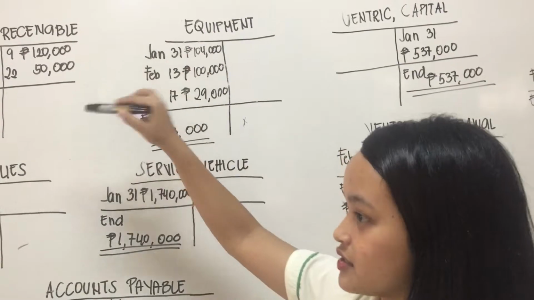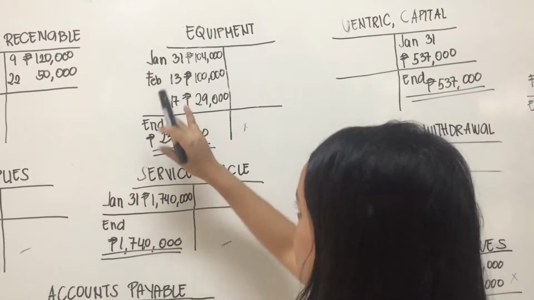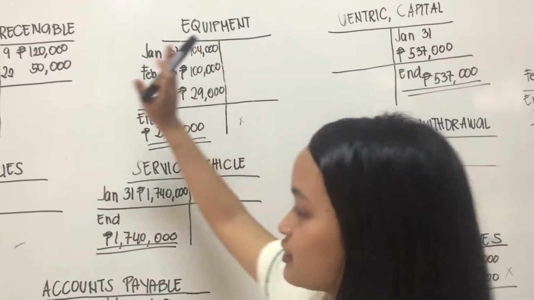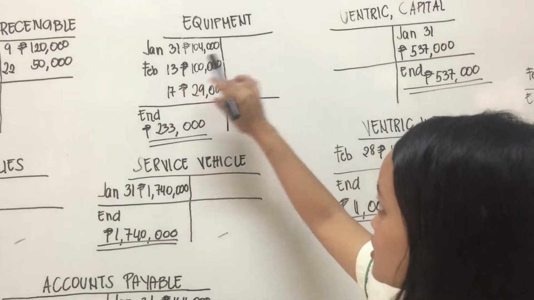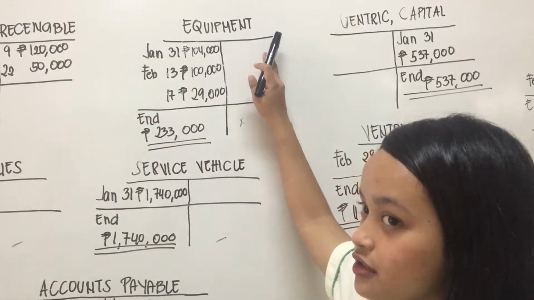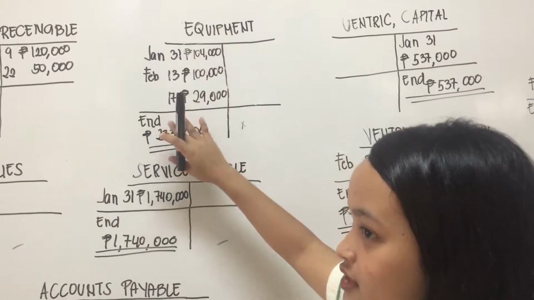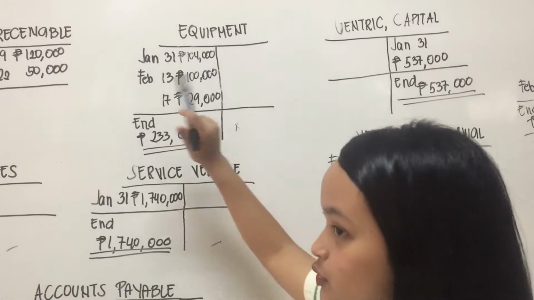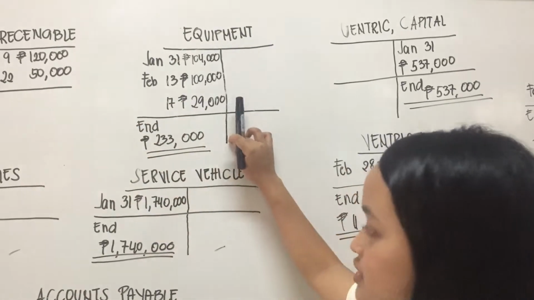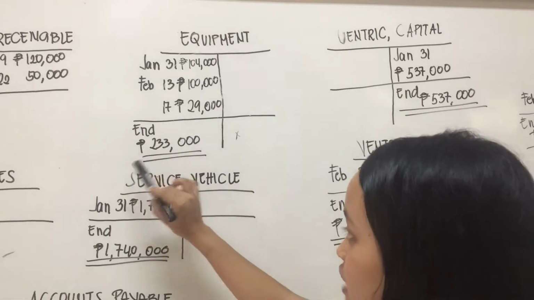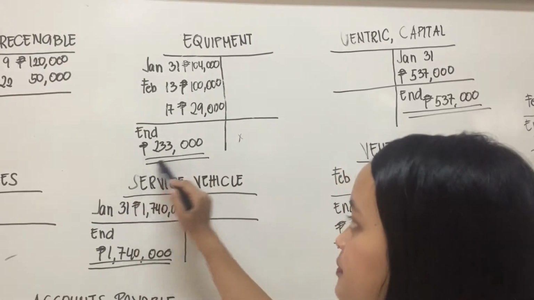Equipment. Since the normal balance of equipment is debit, so you're just going to subtract the debit to the credit side since there is no credit here, meaning zero. And then you are just going to add this one, the debit side, to get the normal balance, which is 233,000. And don't forget to double rule.